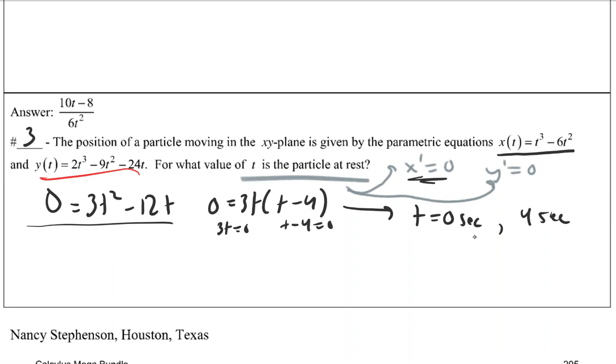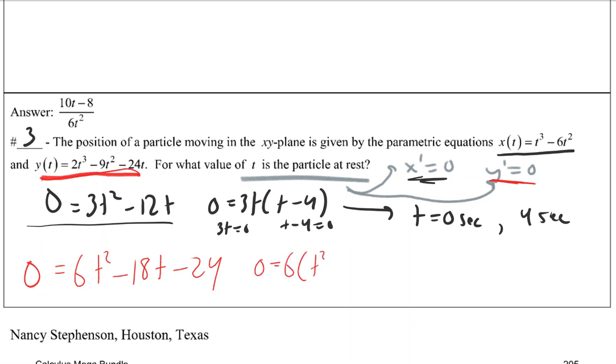Okay, but just because it's at rest in the x direction doesn't mean it's also at rest in the y direction. So we also need to do the same thing for y. We can figure out how he is changing over time with his derivative. And if I want to know when it's at rest, I want to know when that is 0. And looks like we can do another GCF here.